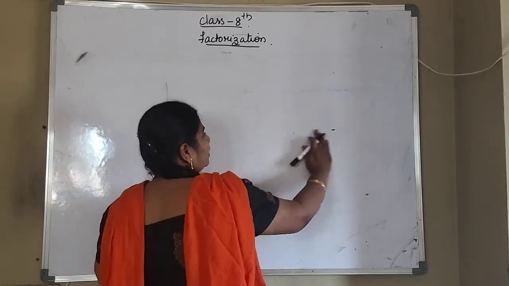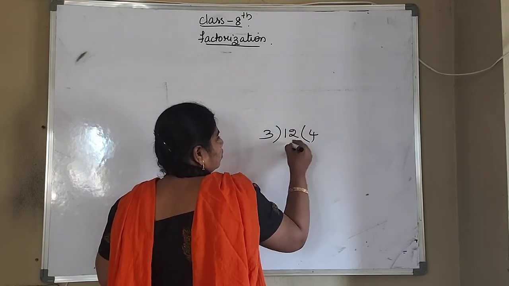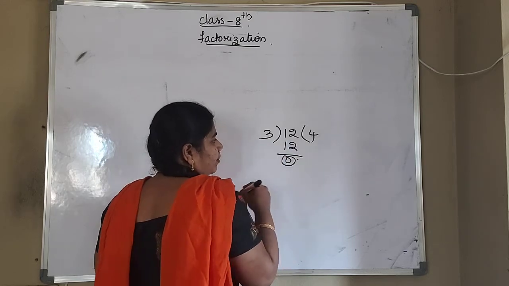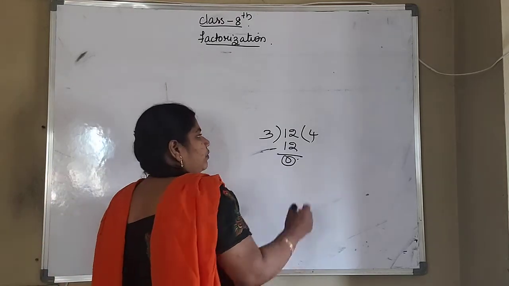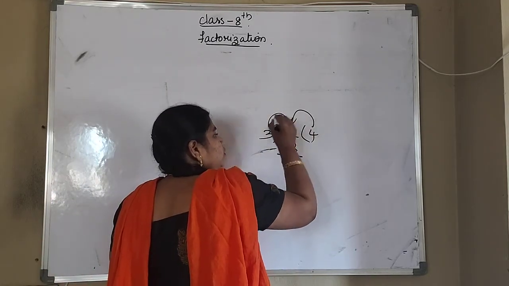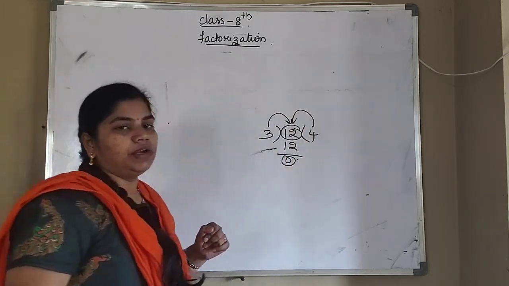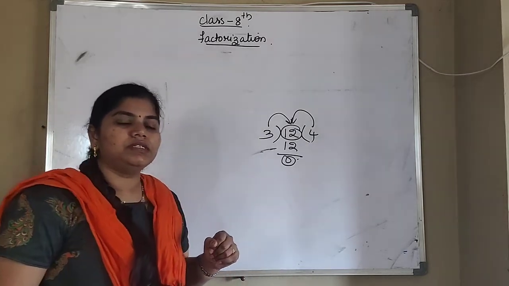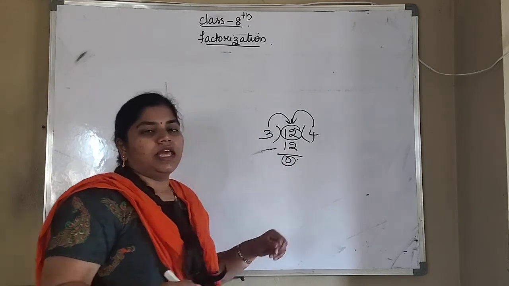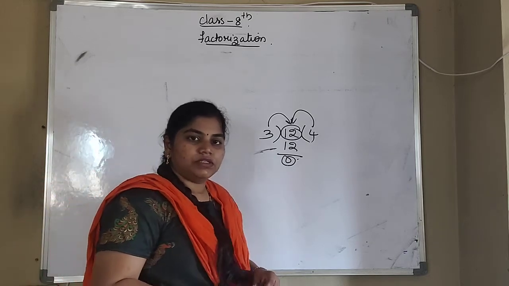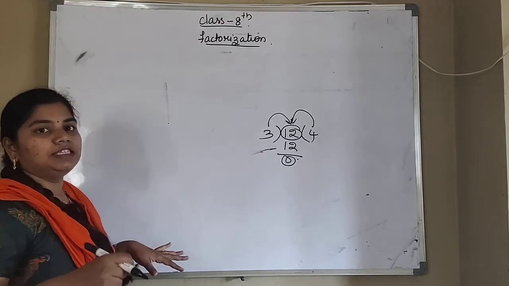Suppose I am taking one example here: 12 divided by 3. So 3 fours are 12, and here you didn't get any remainder. 12 minus 12 equals 0. So what are the factors of 12 here? 3 is a factor of 12, 4 is also a factor of 12, and 12 is also a factor of 12, and you are not getting any remainder. So a factor means a number which divides another number exactly without leaving a remainder, then only we call those numbers factors of each other. Now we are going to learn about factorization in algebraic expressions.